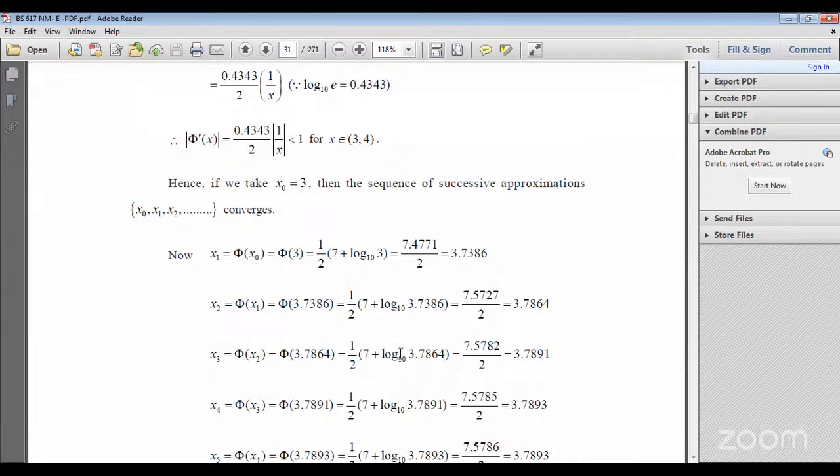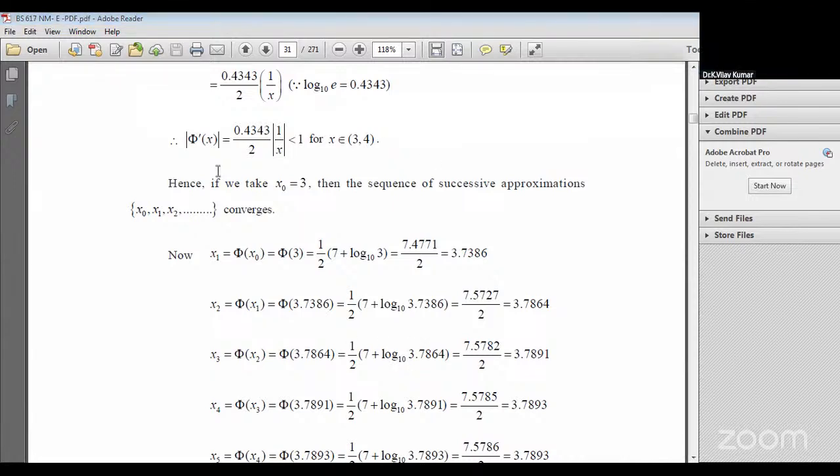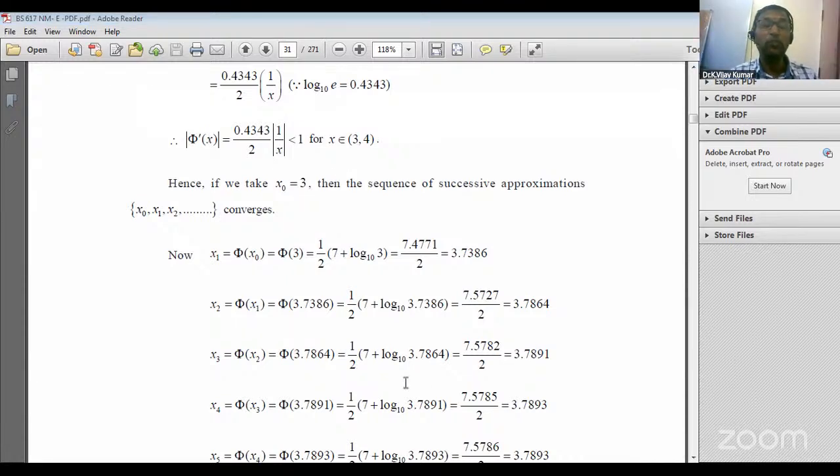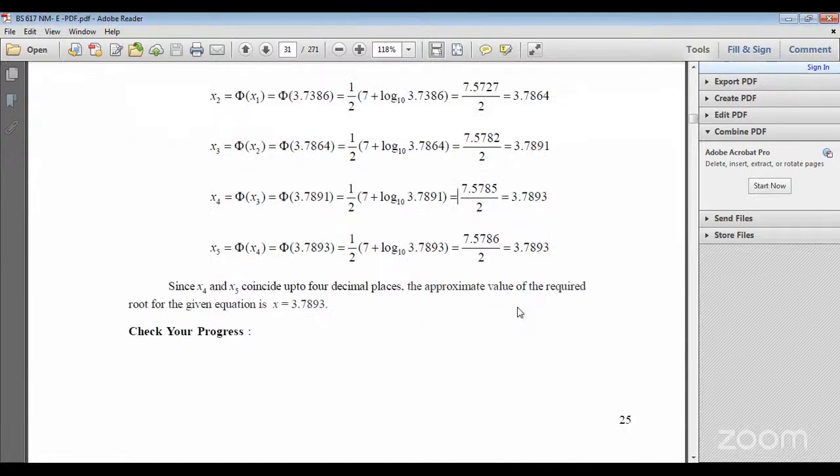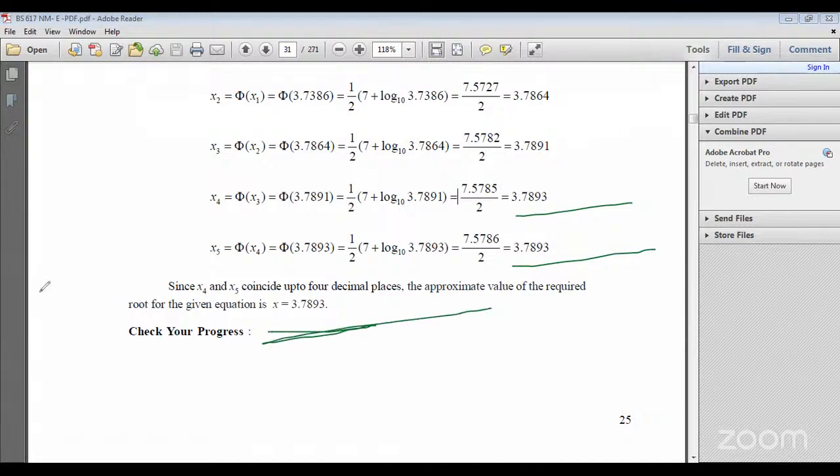So we take 7 plus log10 value, log10 into 3.8764 value plus 7. Log10 into 3.7386 value. Then log10 3 value I am taking here. And also x5, 5 into 3.871. The log10 3.7891 plus 7. Log10 3.7893 plus 7. Values calculation and cross values. Since x4, x5 are concurring to 3.7893. So here 3.7893, 3.798. So therefore x is equal to 3.789, the values drawn in the root.